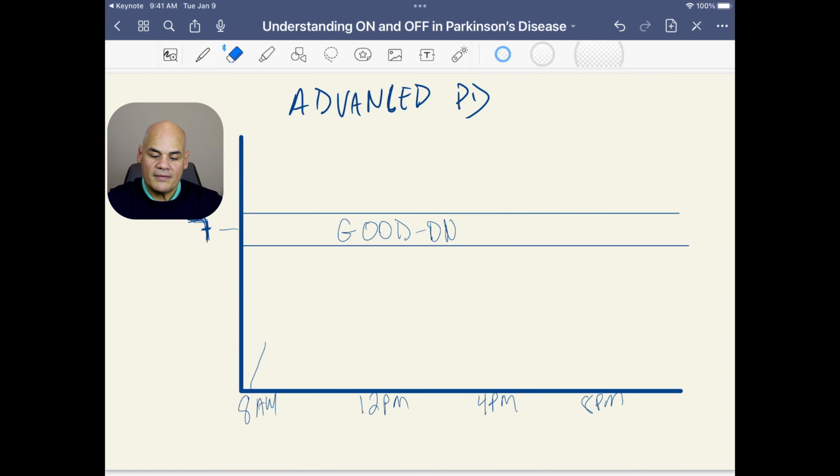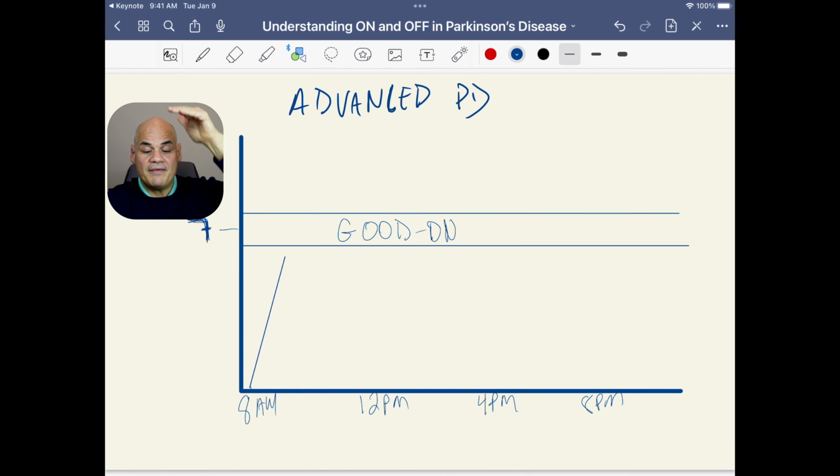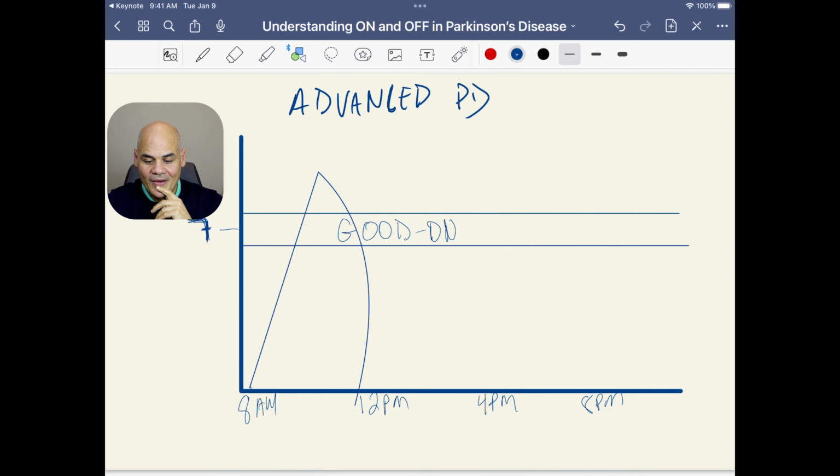And let me try to make a better presentation here. Let's go back here. So the patient is going to take the medication at 8 a.m. And now it's going to take longer, right? Because I need even more medicine at this point to feel better. And I am going to bring this down here. So look what is happening now.